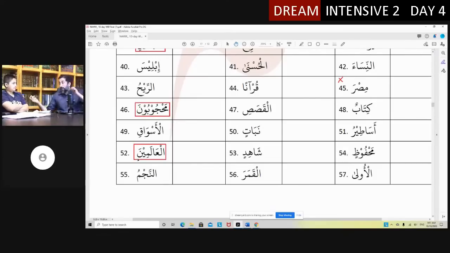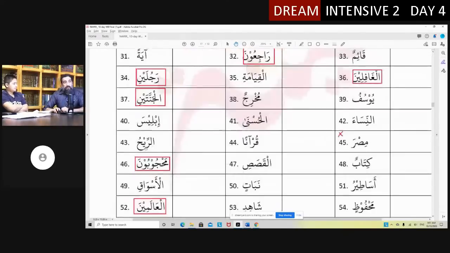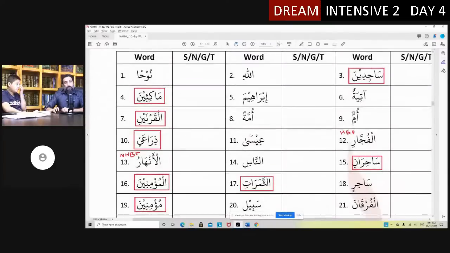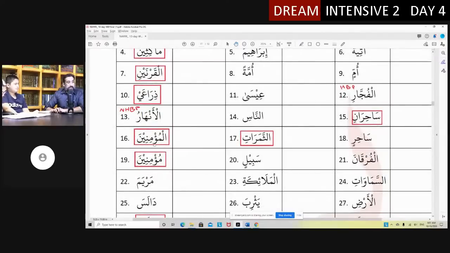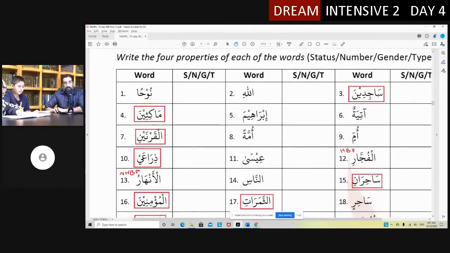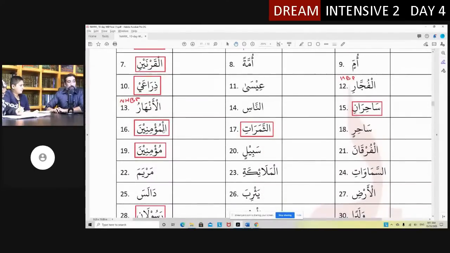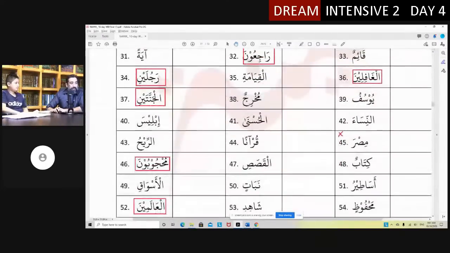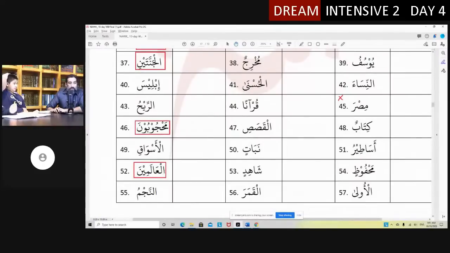I didn't do 4 properties, I did 3 properties. At least for those words, the fourth property would be, does it have al or not? If it's got al, I'll put proper. If it doesn't have al, I'll put common. So in number 3, I'll put common, sorry, because there's no al. And number 16, I'll put proper because there is an al. In number 19, I'll say common because there's no al. And then al-alamina, I'll put proper because there is an al.